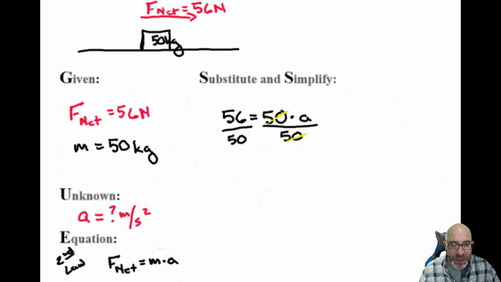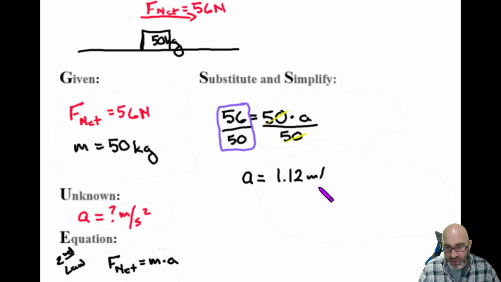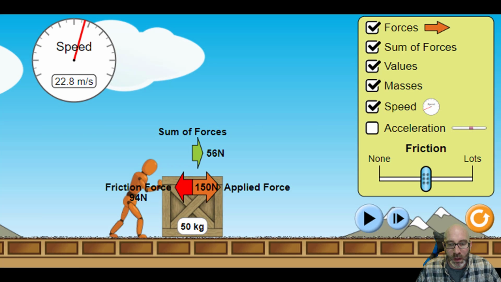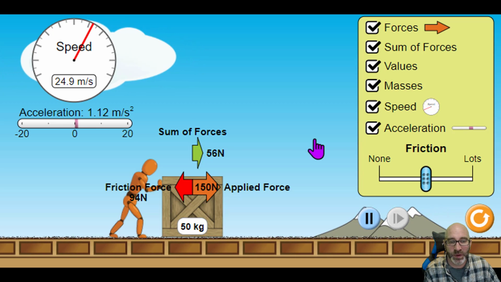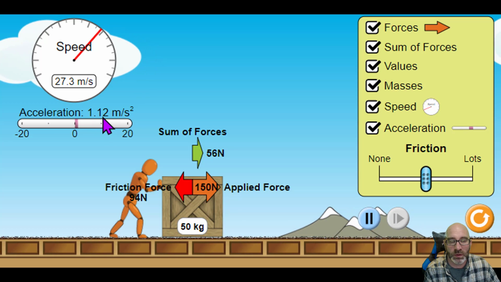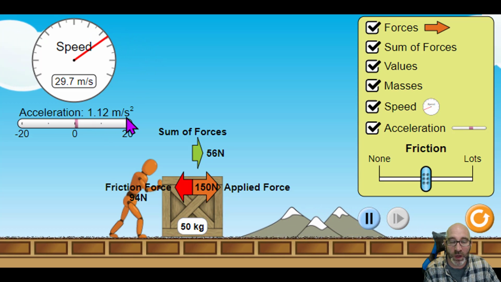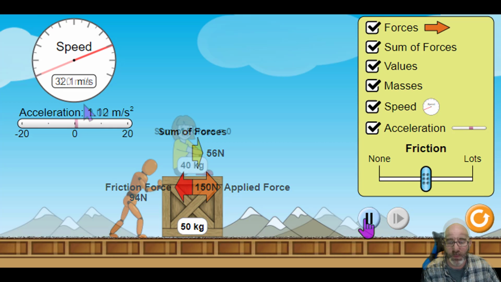And when I do this math in the purple square, I find that my acceleration equals 1.12 meters per second squared. And once I've done my math, I believe that I see that the crate is accelerating at 1.12 meters per second squared, which is pretty cool.